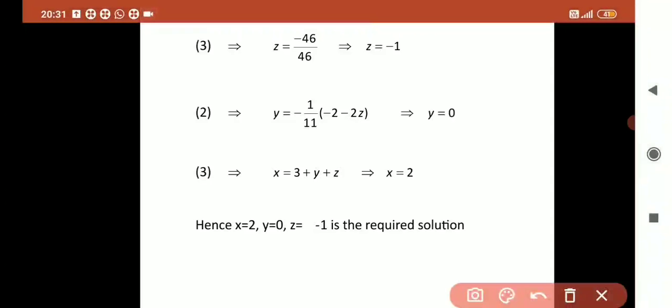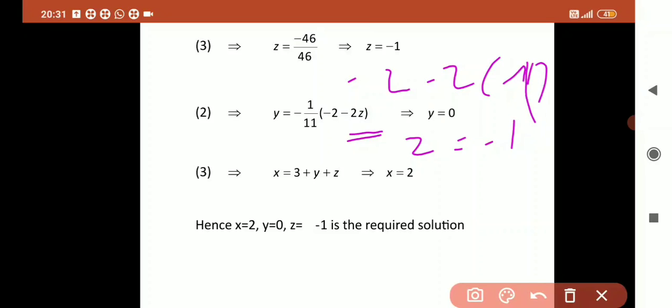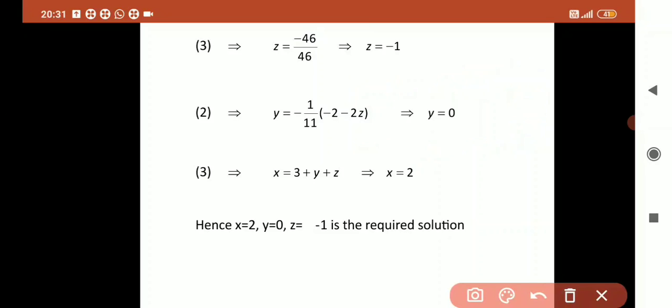What do we get after substituting z is equal to minus 1 in this? It becomes minus 2 minus 2 into minus 1. So how much is it? Minus 2 plus 2 is 0. So this is equal to 0, and similarly substitute all the values in this. X is equal to 3 plus y, which is 0, plus z, which is minus 1. 3 minus 1 is equal to 2. X is equal to 2. Hence we have x is equal to 2, y is equal to 0, and z is equal to minus 1 is the required solution.